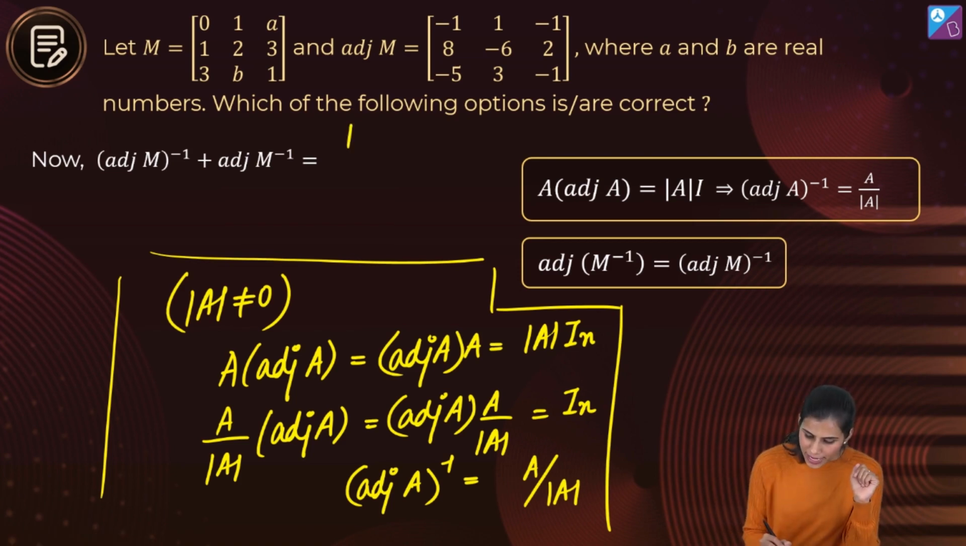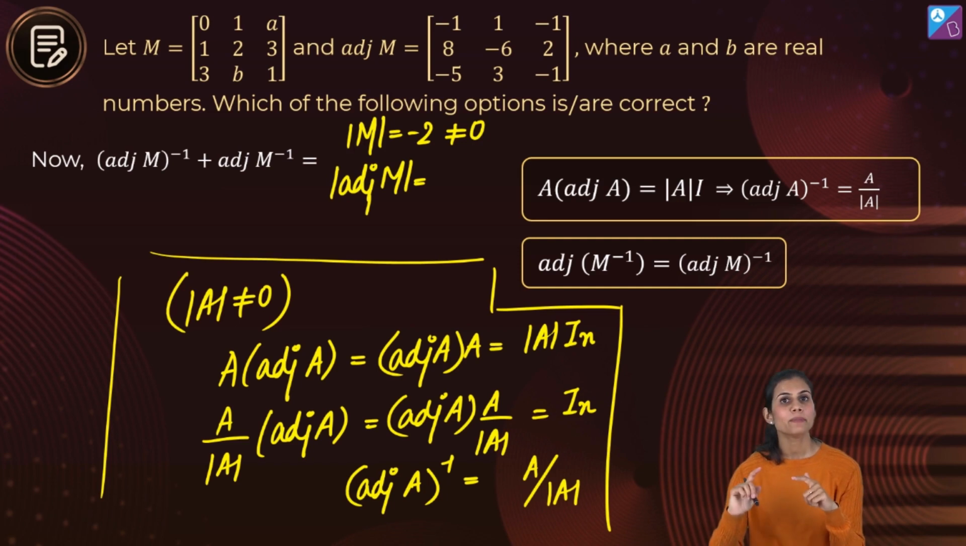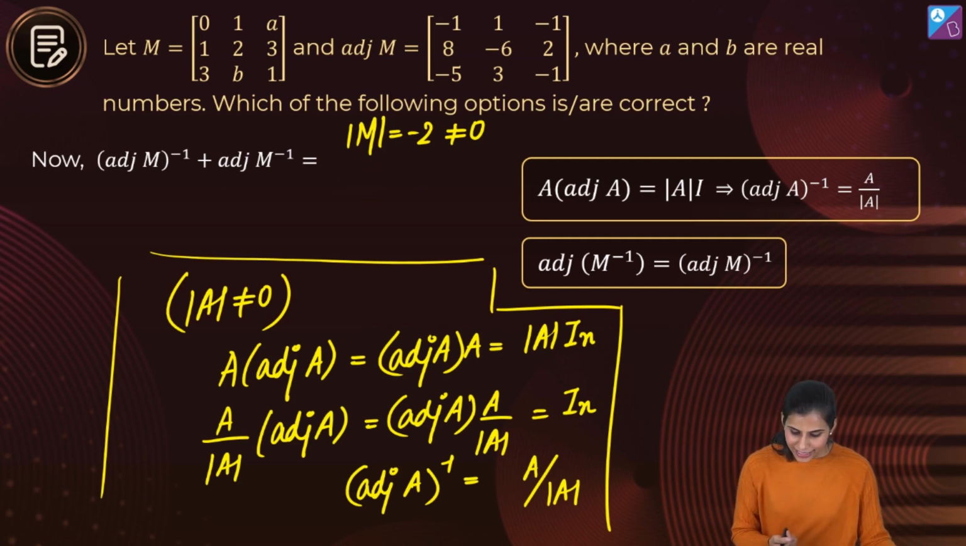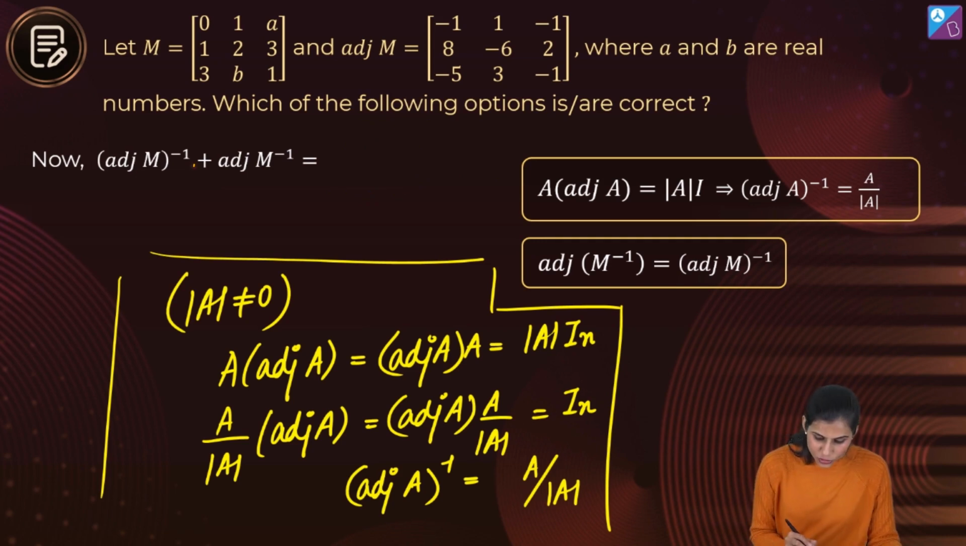Here, determinant of M came out to be minus 2, which is non-zero, which implied M is invertible. And determinant of adjoint of M came out to be what? Determinant of M to the power n minus 1. That means minus 2 whole square, which is 4, which is also non-zero. So you are sure that determinant of adjoint of M is non-zero, hence adjoint of M is yes invertible. And what will be its inverse? M upon determinant of M. Agreed? Yes. So that means adjoint of M whole inverse will be M upon determinant of M.